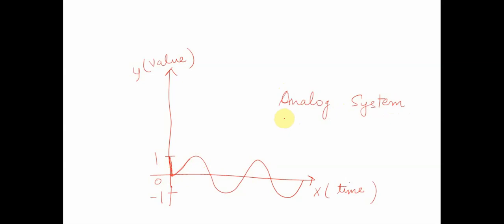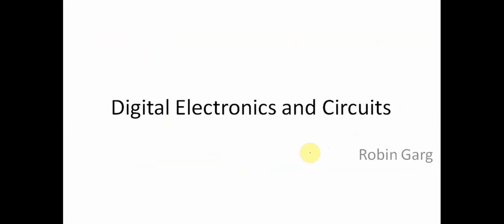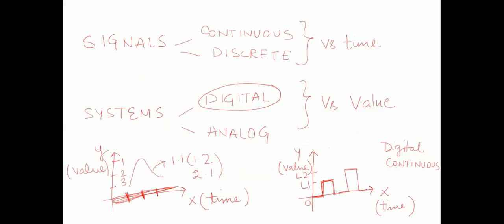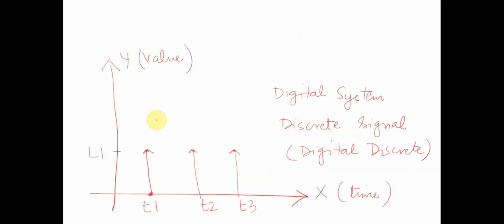So if it has a value at all instances of time, it will be continuous, analog continuous, right? I am assuming this concept of signals and systems is clear, because this will be the underlying basis for our course on digital electronics. Fine. So signals are of two types, continuous and discrete, and similarly systems are of two types, digital and analog. And in this course, we will be talking about digital systems in continuous and discrete time frame. Correct?